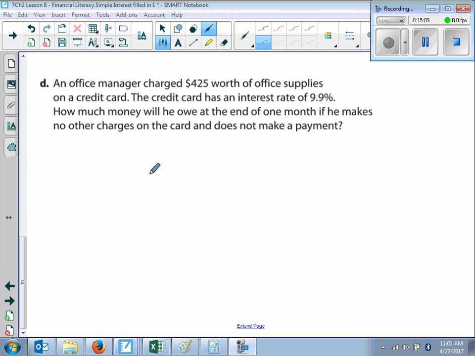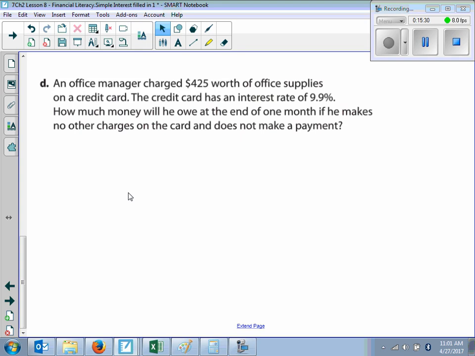Example D says an office manager charged $425 worth of office supplies on a credit card. The credit card has an interest rate of 9.9%. How much money will he owe at the end of the month if he makes no other charges on the card and does not make a payment?